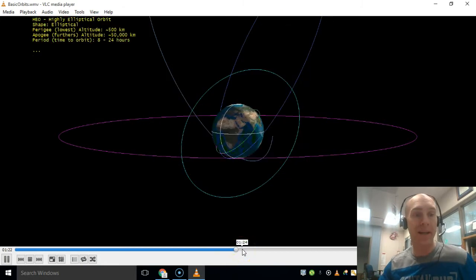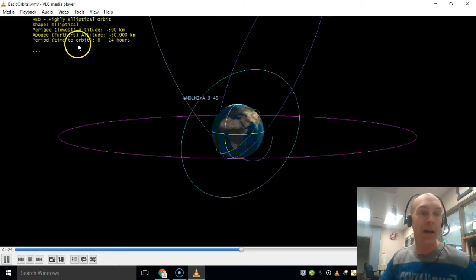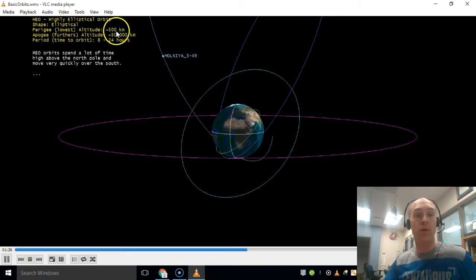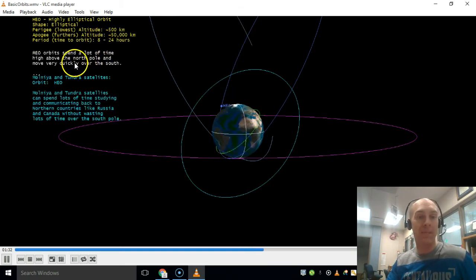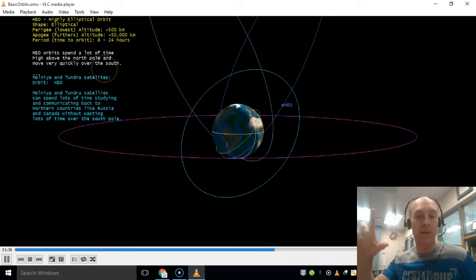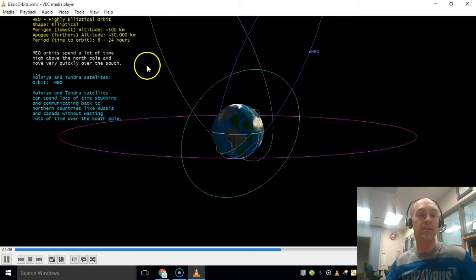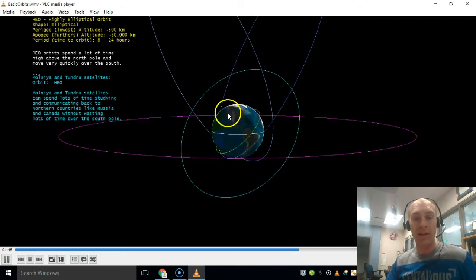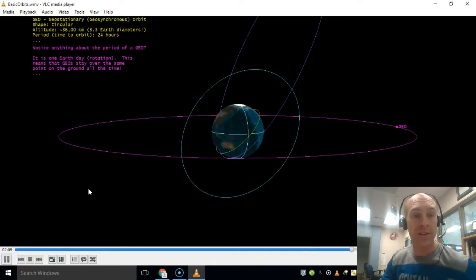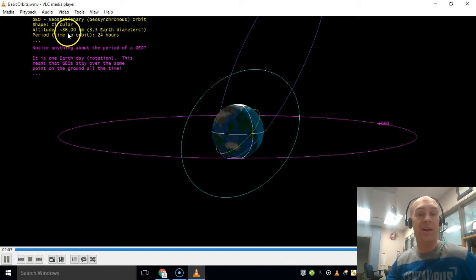Moving on, there's a highly elliptical orbit, the HEO. It's an elliptical shape. It goes from about 500 kilometers to 50,000 kilometers, typically 8 to 24 hours. It spends a lot of time above the North Pole, moves very quickly over the South Pole, unless you change your argument of perigee to study the South Pole instead. So these are Molniya and Tundra orbits if you want to study things like the North Pole and different areas in the Northern Hemisphere.